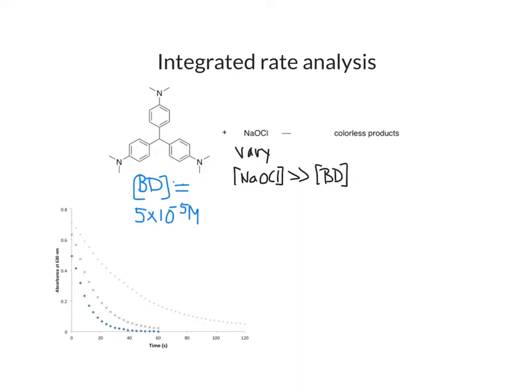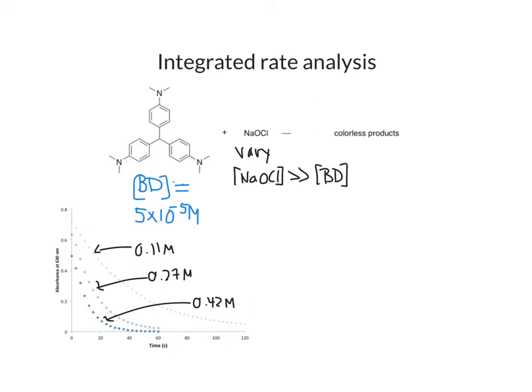So in each of these curves, we have a different bleach concentration. So for this one, it's 0.11 molar. For this one, it's 0.27 molar. And for this one, it's 0.42 molar. Now, how this is going to work is the blue dye is going to be the limiting reagent because it's many, many orders of magnitude smaller than the amount of bleach that I have in my system.